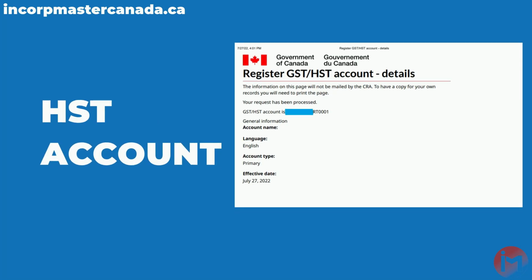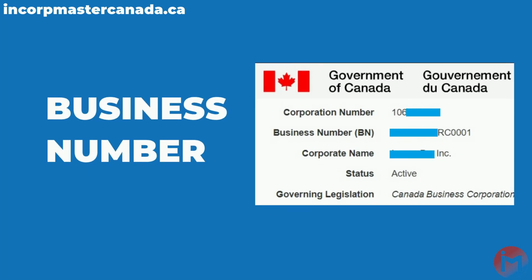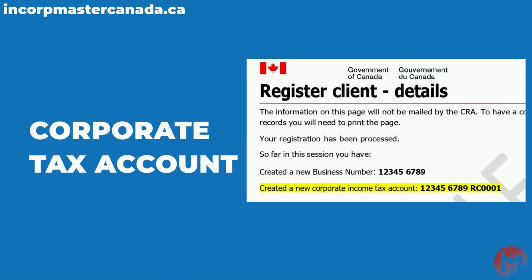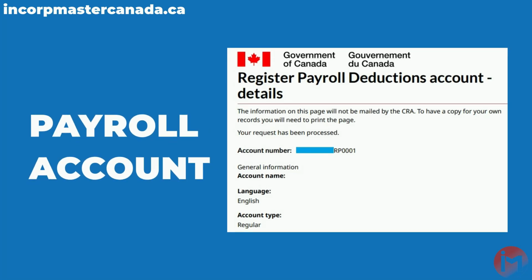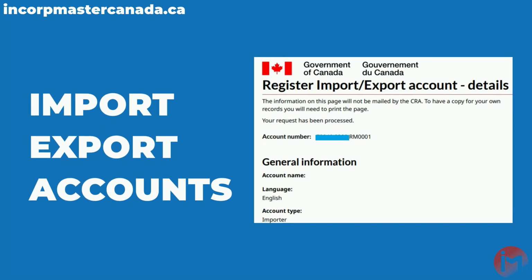If you are selling goods and collecting HST, you must set up an HST account. Business number is a unique identification of your business with Canada Revenue Agency. Corporate tax account is like a SIN number for a corporation. If you have employees, including yourself, you must set up a payroll account. If your goods or raw materials cross the Canadian border, you are required to clear customs using the import-export accounts.